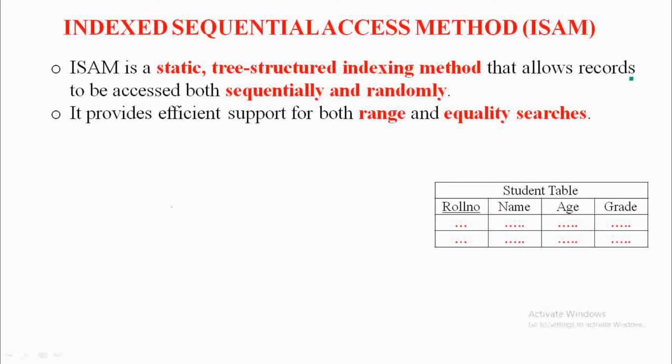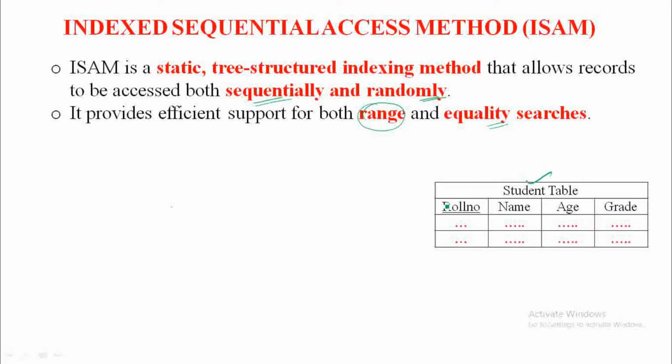Since ISAM allows records to be accessed sequentially, it provides efficient support for performing range search. And this method also allows records to be accessed randomly. It also provides efficient support for performing equality search as well. Okay, let us take an example for discussing this topic.